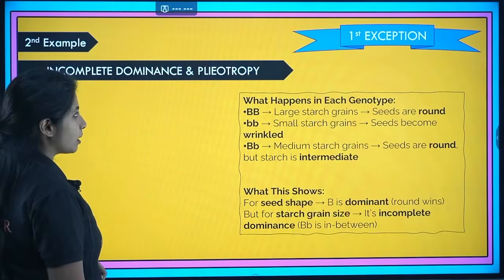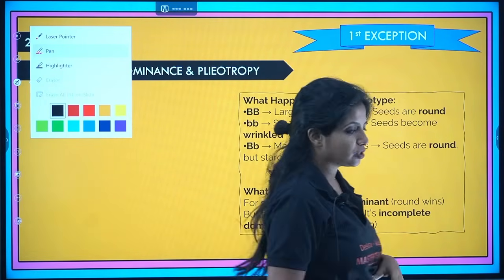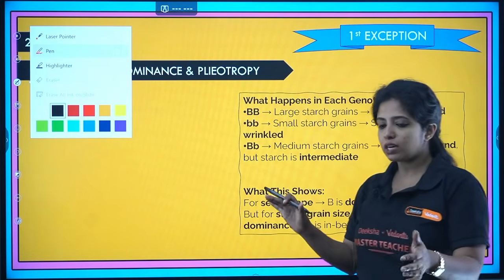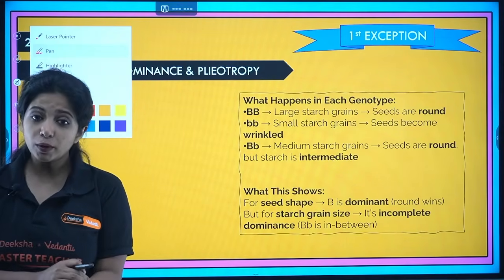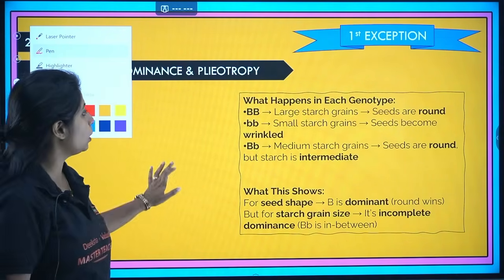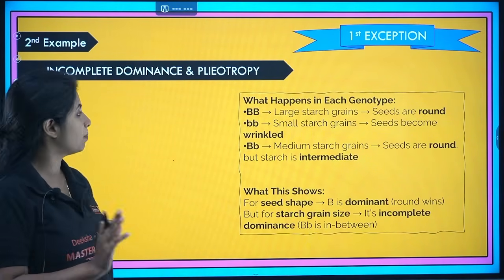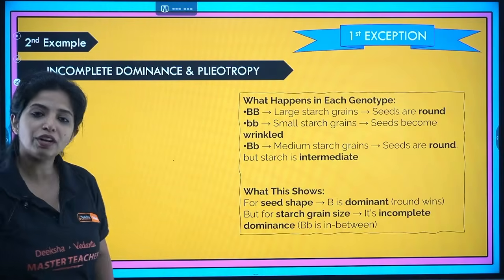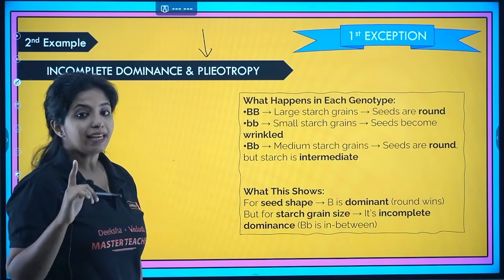So these were the exceptions that you had for Mendel's first law of inheritance, or basically, generally, Mendel's study of monohybrid cross. Now, there is one more example given in your NCERT, and that is about the starch grain size and shape. So this is an example both for incomplete dominance as well as pleiotropy. Listen to me. Why? Incomplete dominance, why?